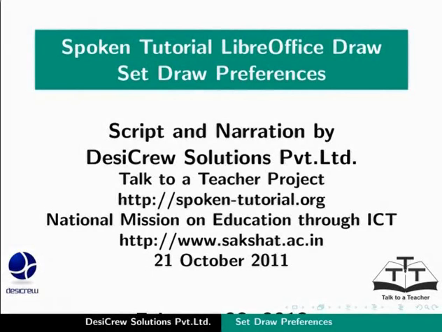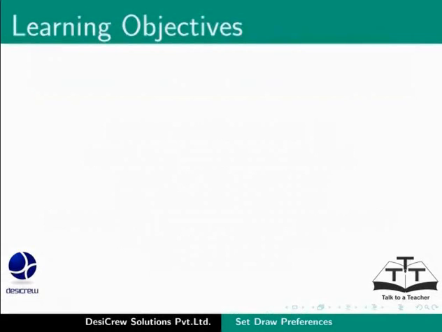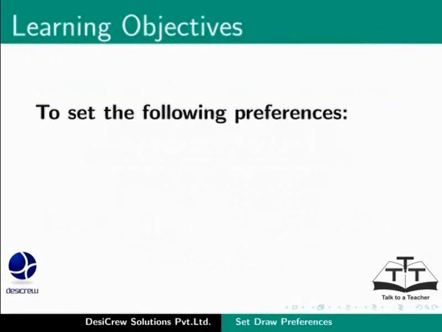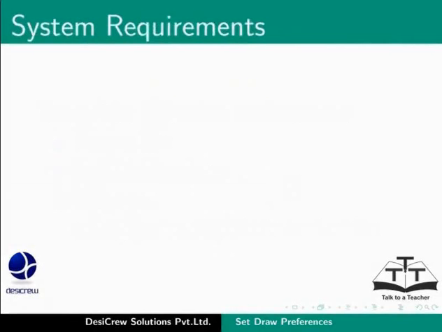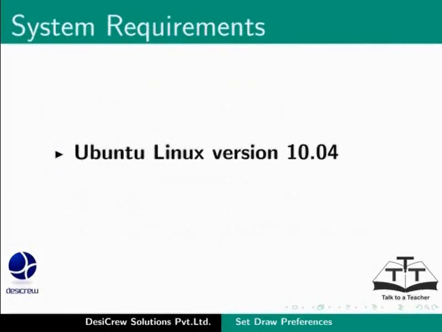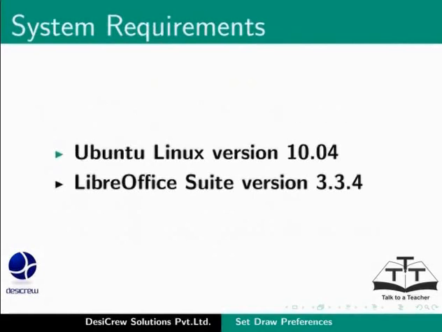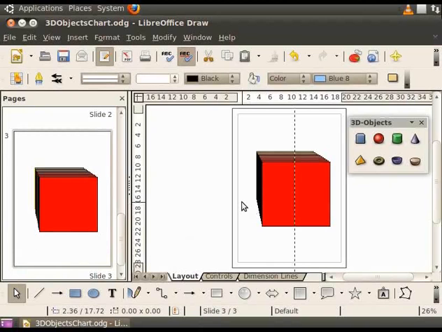Welcome to the spoken tutorial about setting preferences in LibreOffice Draw. In this tutorial, you will learn how to set the following preferences: properties, create versions, view in color, grayscale, black and white. Here we are using Ubuntu Linux version 10.04 as our operating system and LibreOffice Suite version 3.3.4.